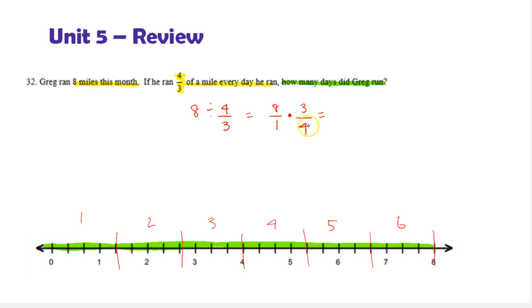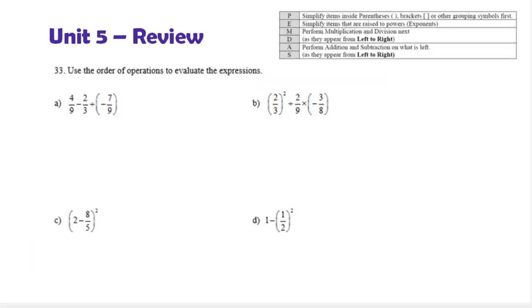These two numbers have a common factor of 4, so 4 divided by 4 is 1, 8 divided by 4 is 2. Now we'll multiply across. 2 times 3 is 6, 1 times 1 is 1, so our answer is 6. And going back to the question, that was measured in days, so he ran 6 days, and that corresponds to our diagram. Let's look at the next problem.